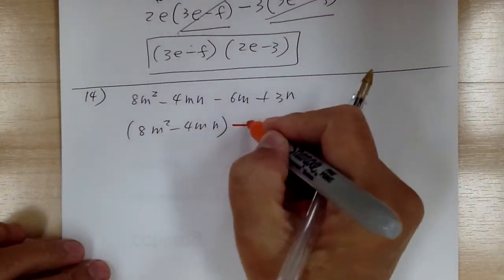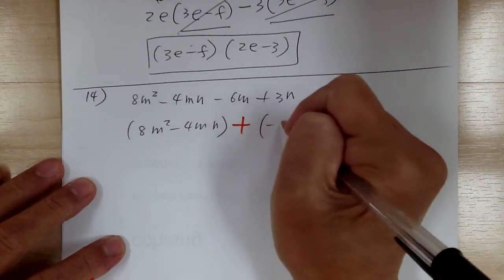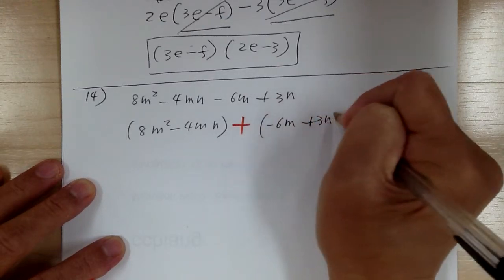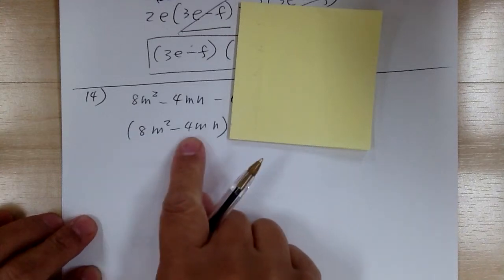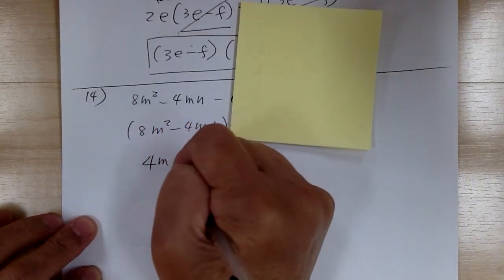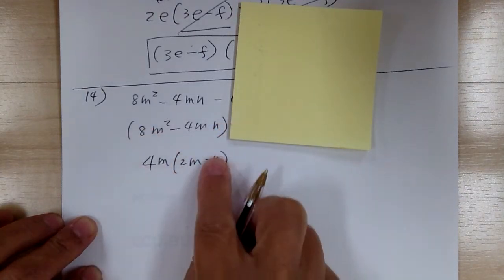Okay, always put a plus between the groups. You've got minus 6m plus 3n. So you can focus on one half at a time. For this one, there's a common factor, so you can factor out the 2 and the m. So it'd be 2m minus n. Okay, and multiply to check.